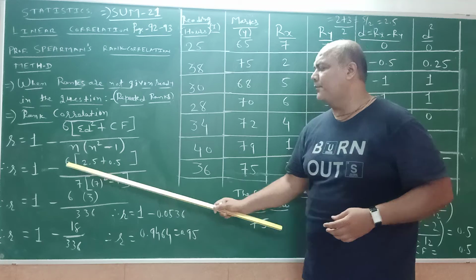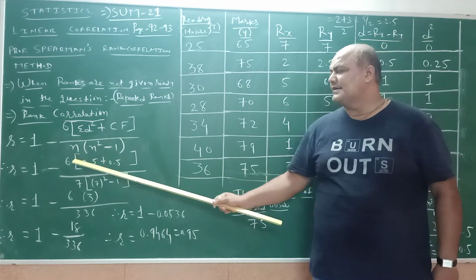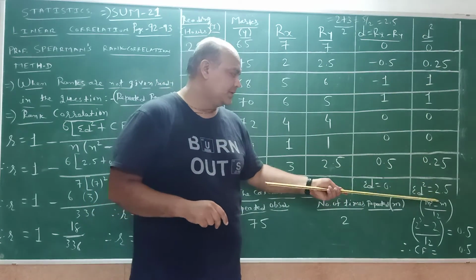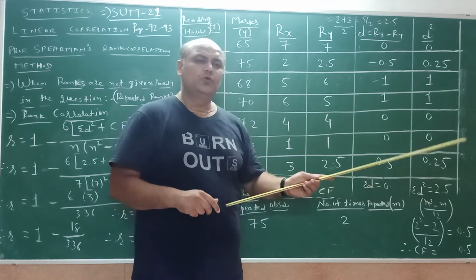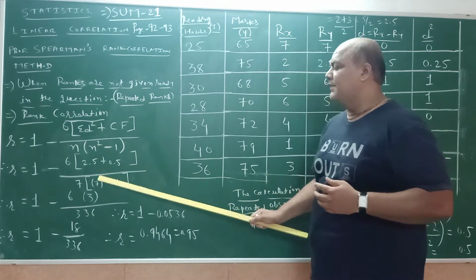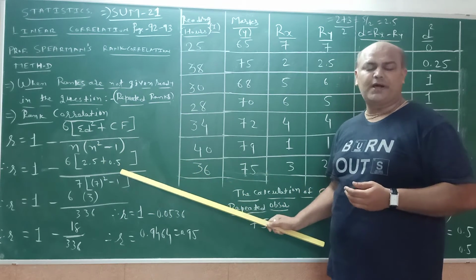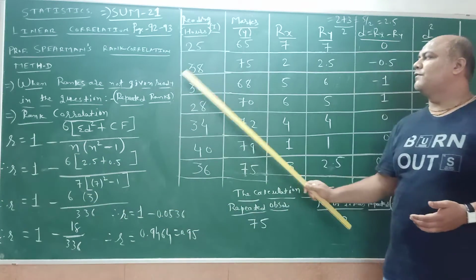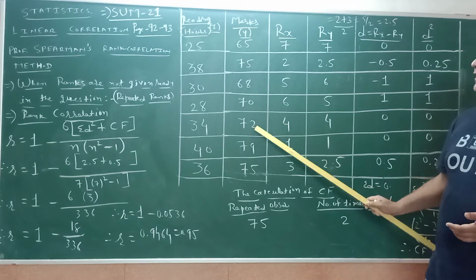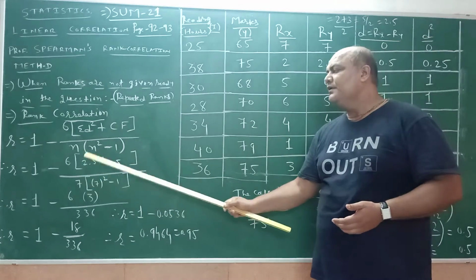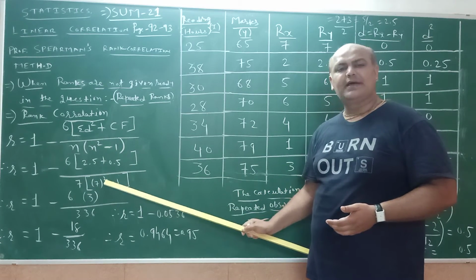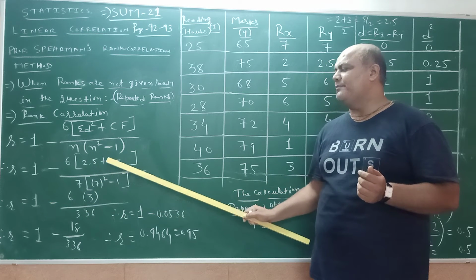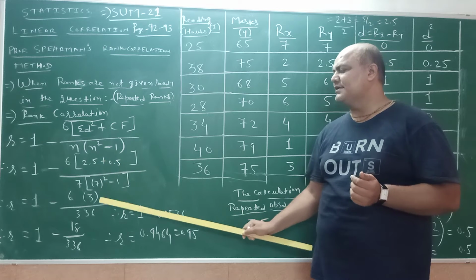So in this formula we apply 1 minus 6 into sigma D square, which is 2.5. Here it is, the total of sigma D square, 2.5, plus CF is 0.5, as I explained to you in the calculation of CF. n means the number of observation pairs, 1, 2, 3, 4, 5, 6, 7, that is 7. n square, 7 square minus 1. 1 minus 6 into 2.5 plus 0.5, students, it is 3.